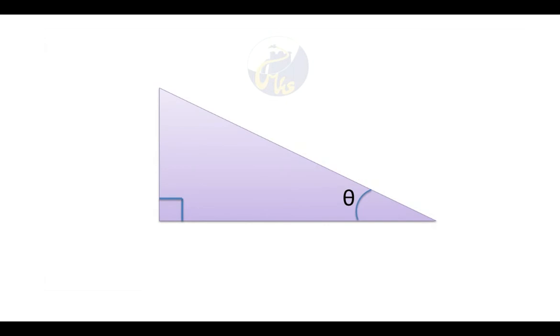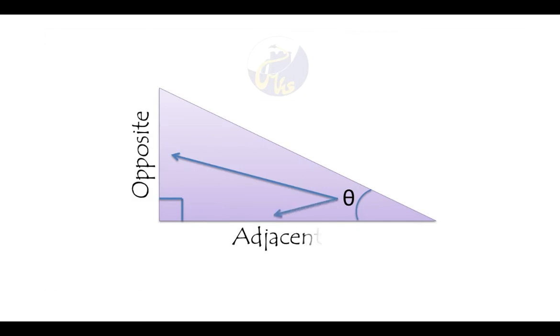to represent the angle. But each of the three sides has a name dependent on where this angle is. Well, at least two of them will do. So this side over here, which is away from the angle, is called the opposite. This side, which is below the angle here or next to it, is called the adjacent. And this third side, the longest one, is called the hypotenuse.